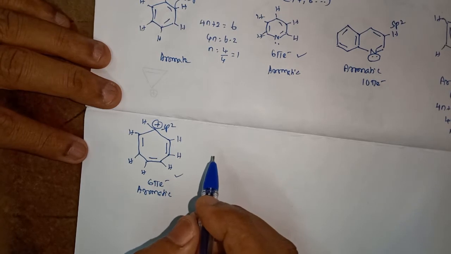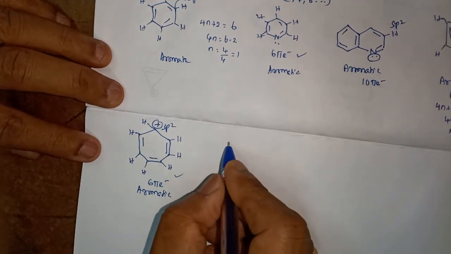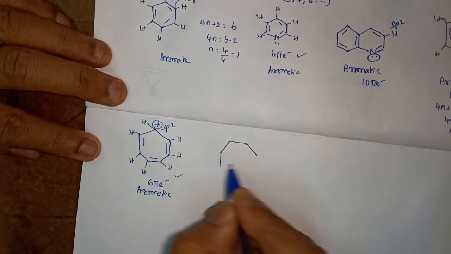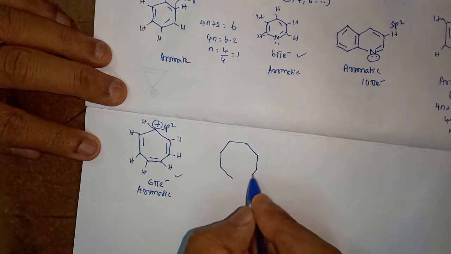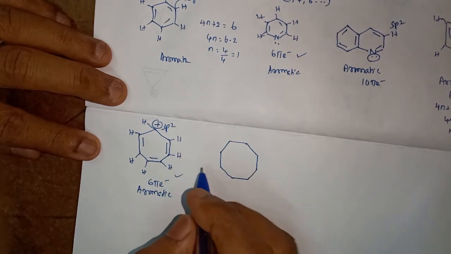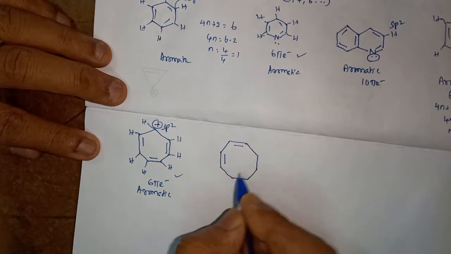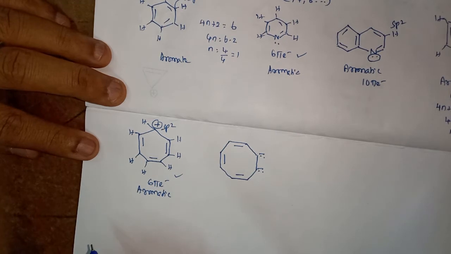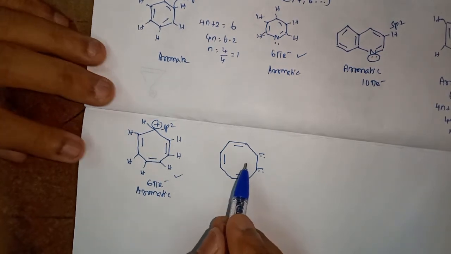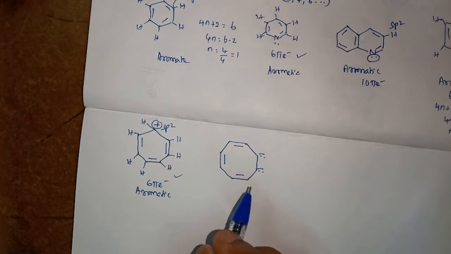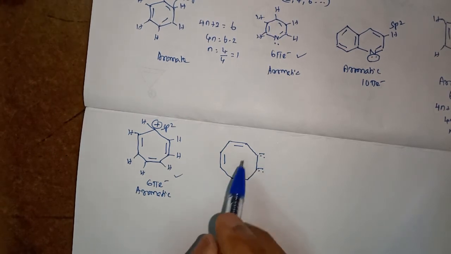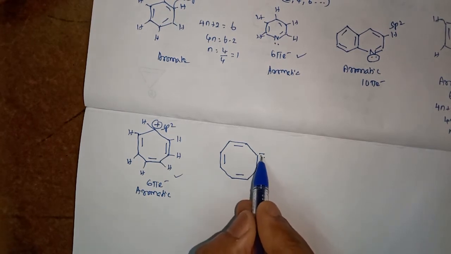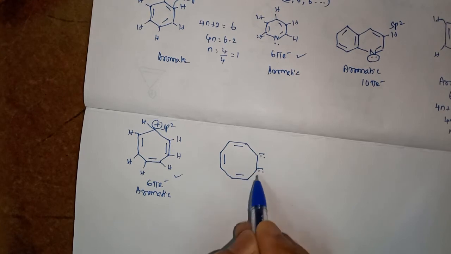Next, let me take an 8-member ring. What do I take? Here 1 double bond, here double bond, here double bond. It has 2 electrons here. Now you see, first I want to know whether it is cyclic or not. Yes, it is cyclic. Planar, yes, it is planar. Conjugation: here the negatively charged electrons are also involved in the conjugation.